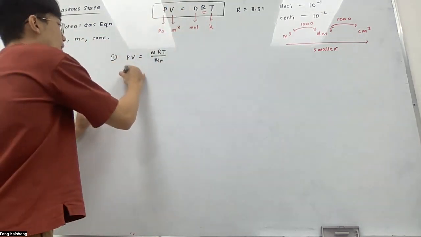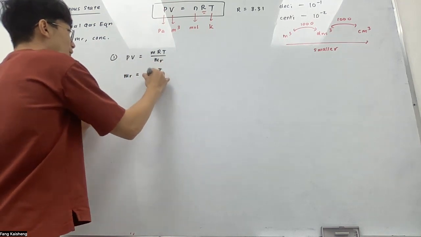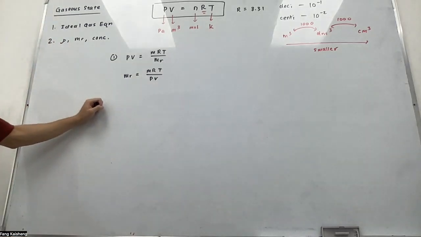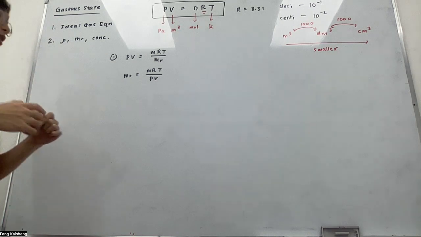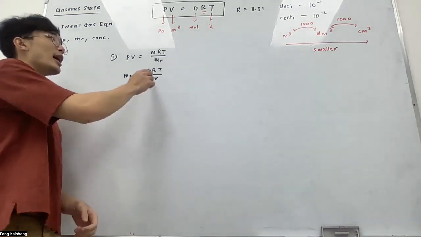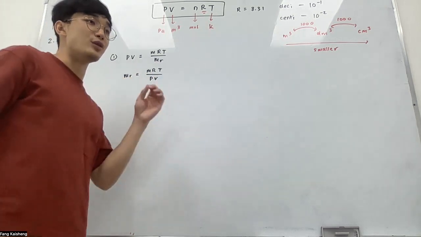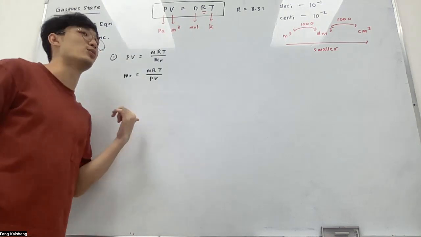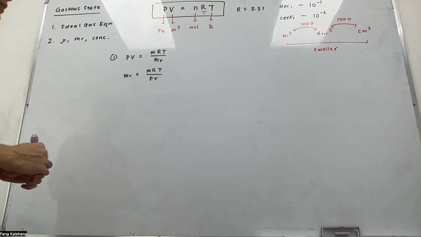Then all you need to do afterwards is make MR the subject. It's MRT over P. That's it. So sometimes you are asked to find the molar mass of an unknown gas. It's very useful because as long as you have the mass, the temperature, the pressure, and the volume of the gas, you can find the identity of that unknown gas. So that one equation is quite useful. Make sense? Yeah, so that's the first one, and the first one is very easy.